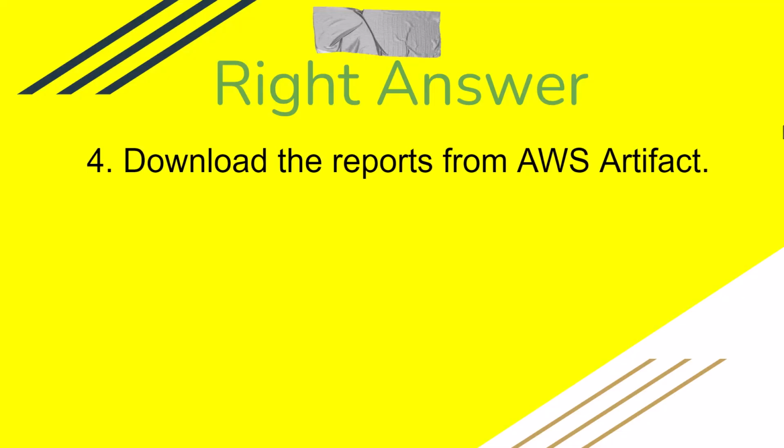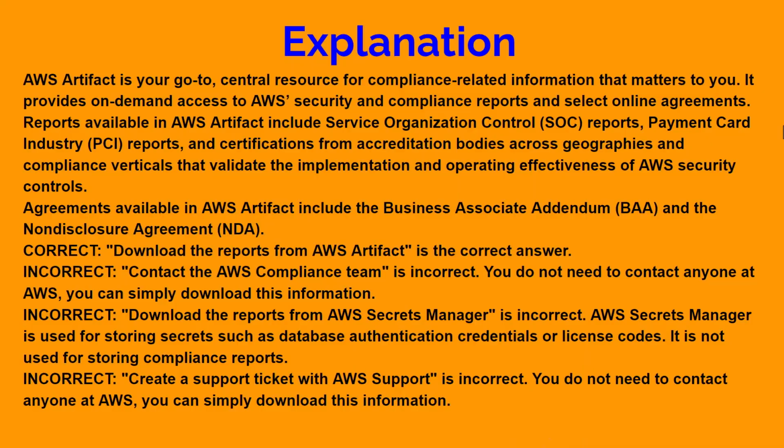Right answer is 4. Download the reports from AWS Artifact. Explanation. AWS Artifact is your go-to, central resource for compliance-related information that matters to you. It provides on-demand access to AWS security and compliance reports and select online agreements.